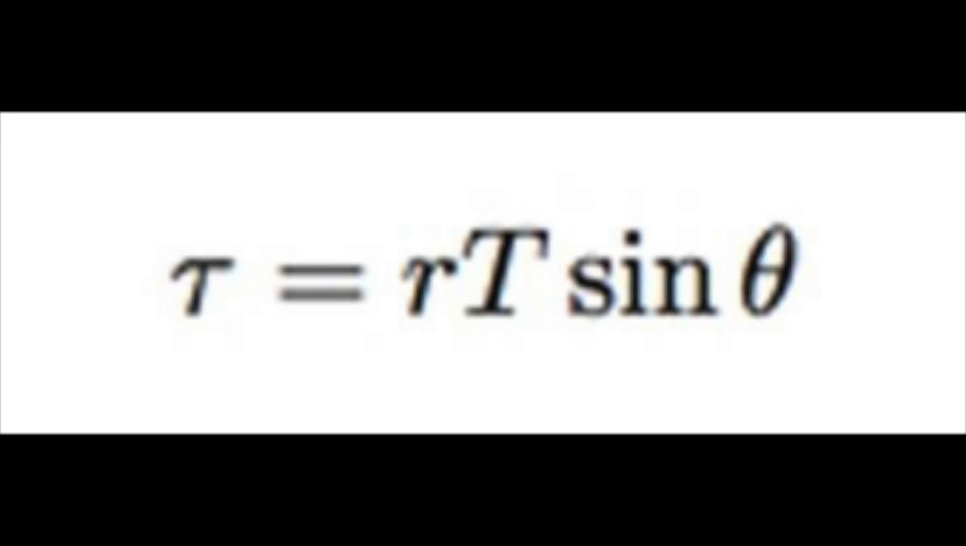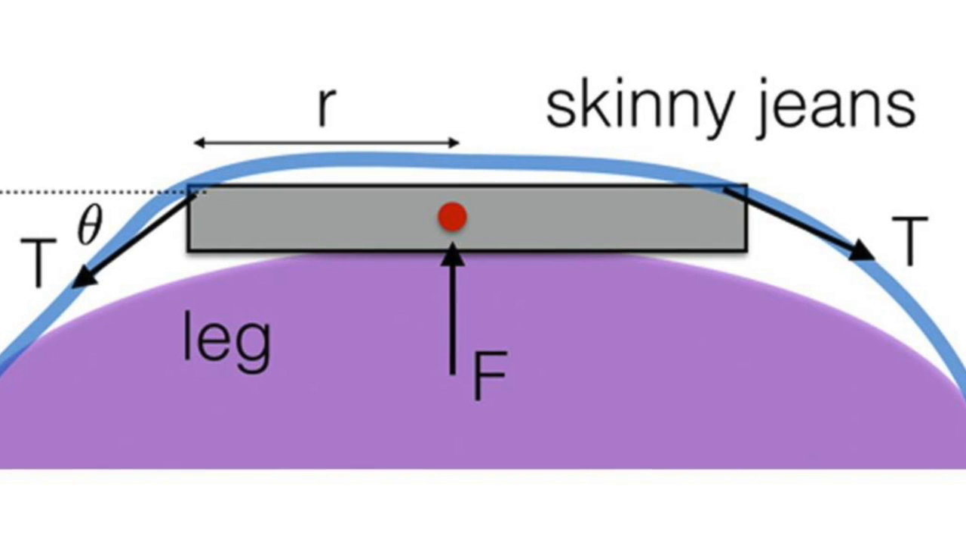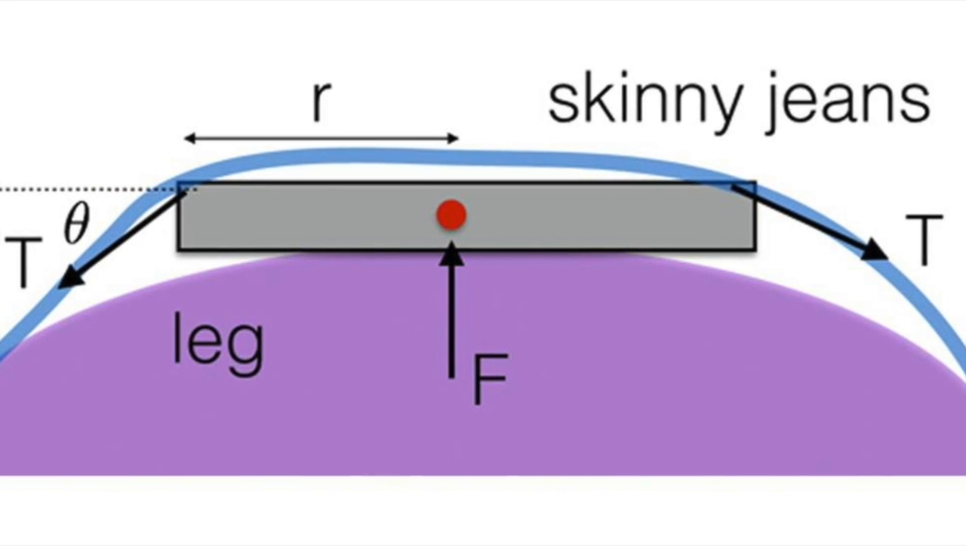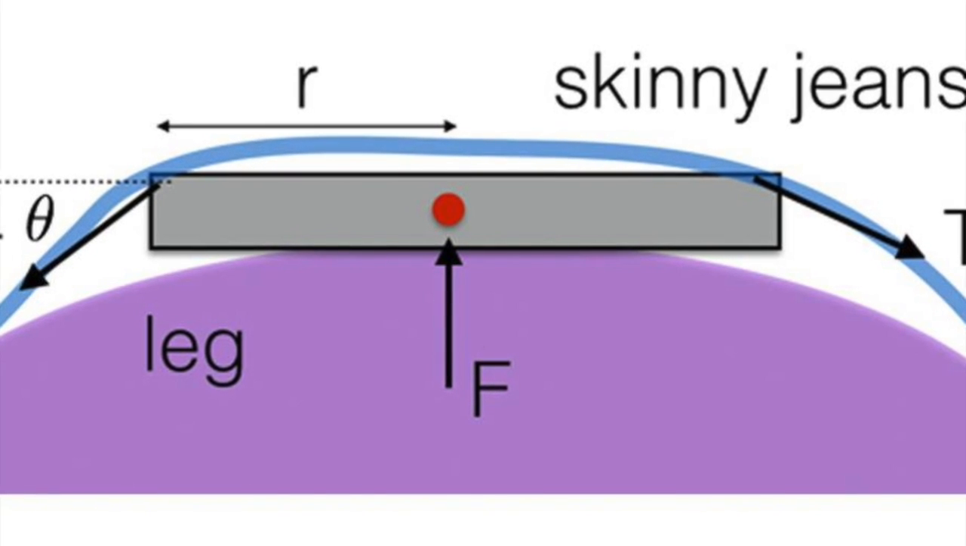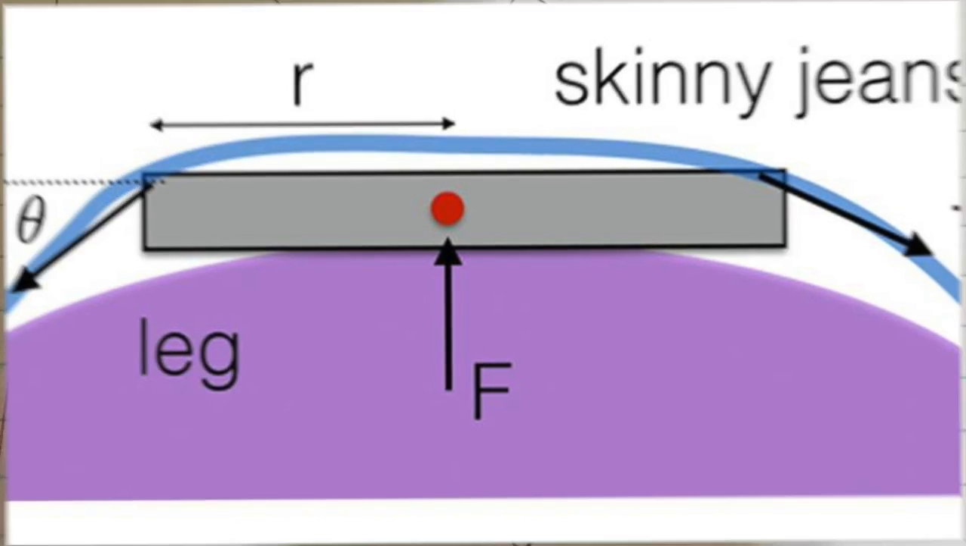Torque can be measured using the following equation as shown on the screen. R is the distance from the edge to the center of the phone. T is the tension of the pant. All of that multiplied by the sine value of the angle of the jeans. The first diagram here shows how all three variables are at play, conveying the idea that torque is more likely to cause the bending of the iPhone.